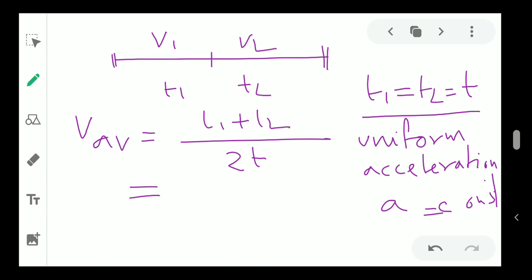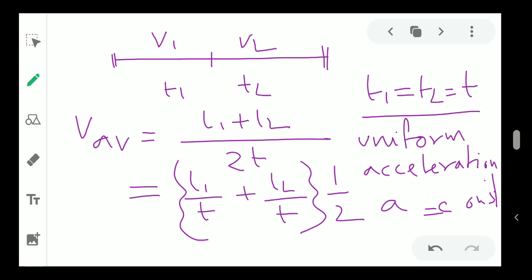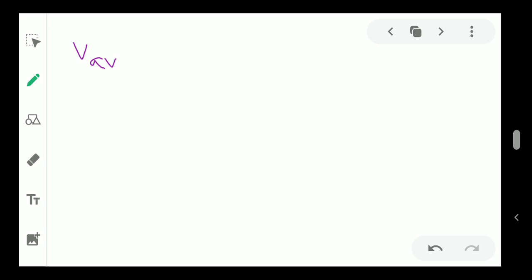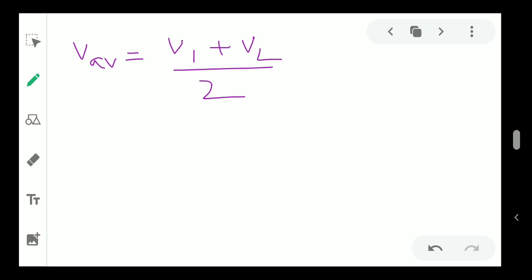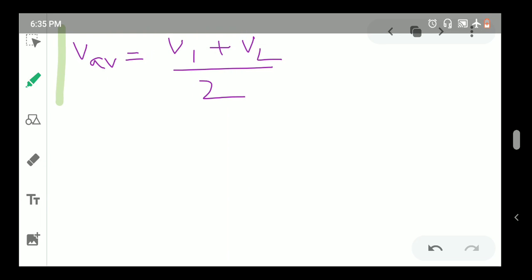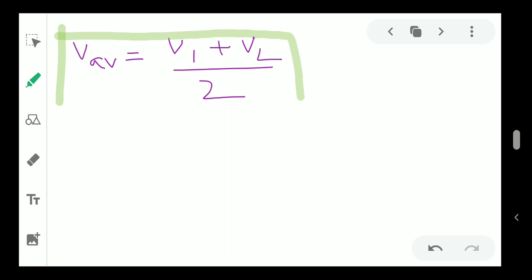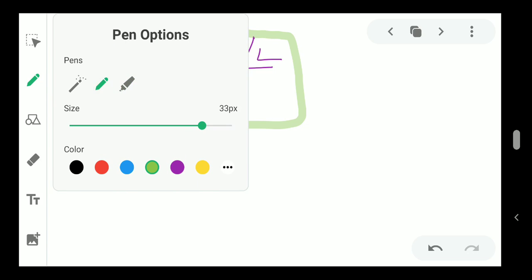Now if I split this, I can always write L1 by T plus L2 by T, and the half I write at the last. Now L1 by T will be my v1, and L2 by T is my v2, and then the half was there at last. So v average will be half of v1 plus v2. This is the formula of v average when the time taken for both parts is the same.